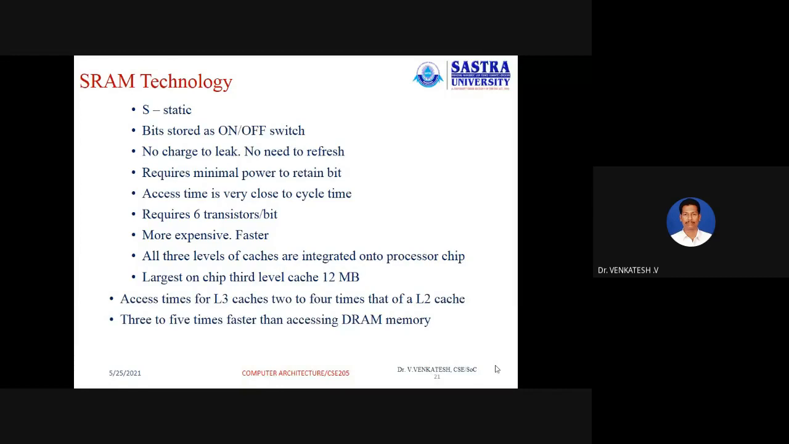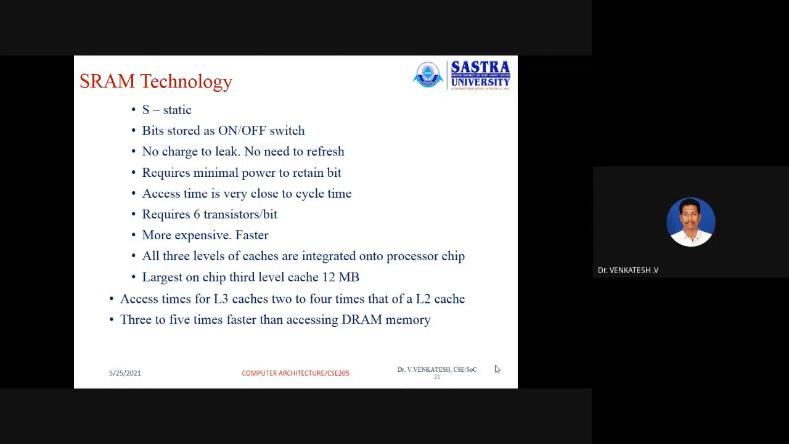So that is going to be called a switch. Based on that, the bits can be stored. If the transistor is on, I will store the data 1. If it is off, it is going to be stored as 0. So in that case, there is no charge to leak. Here we are not going to use capacitors. We are using transistors, so there is no point of leakage of charge.